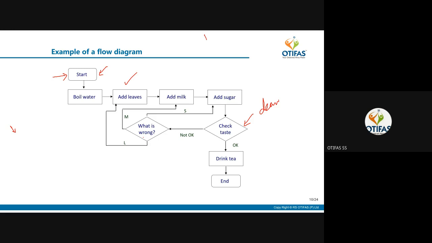So there is a taste difference. If you follow a different process, your taste varies. So the process steps make the quality. So what type of quality do you want?